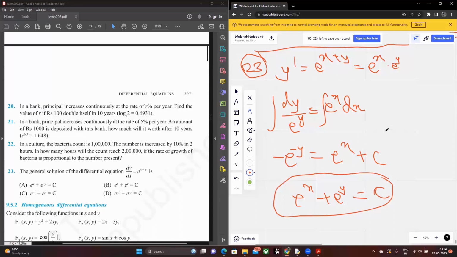Because minus of some arbitrary constant is also another arbitrary constant. Therefore, B is the answer. Wait, no, not B. A is the answer, right? Because it's e power minus y. The answer is A, right?